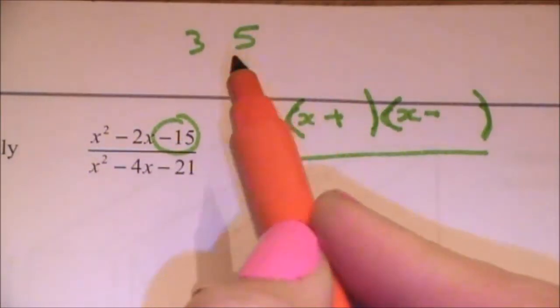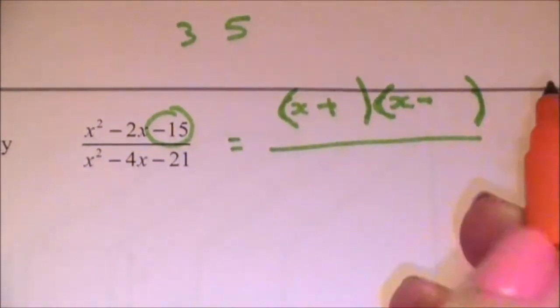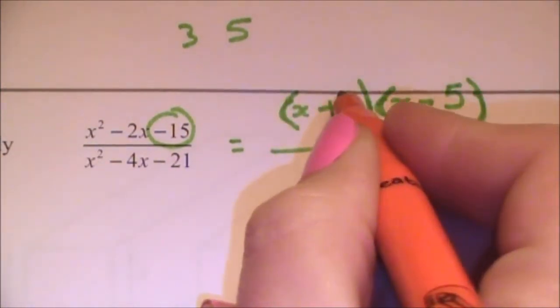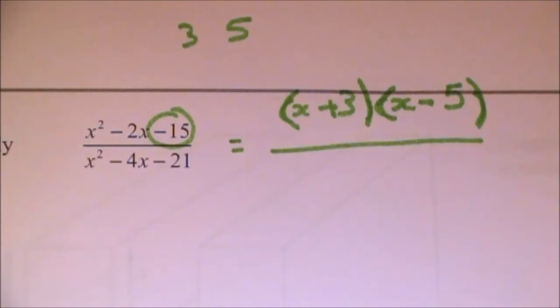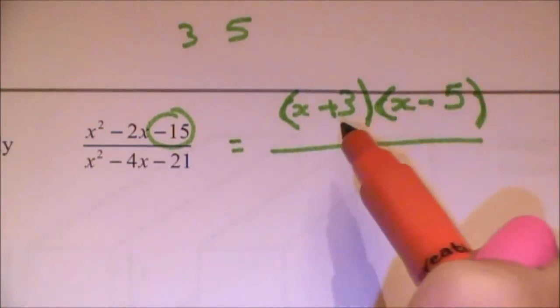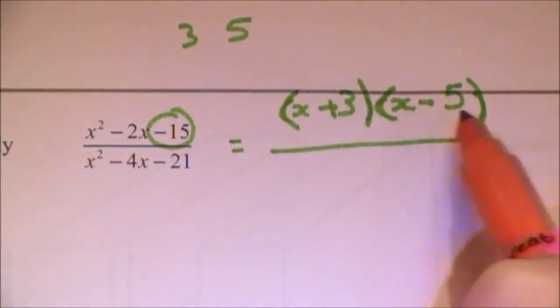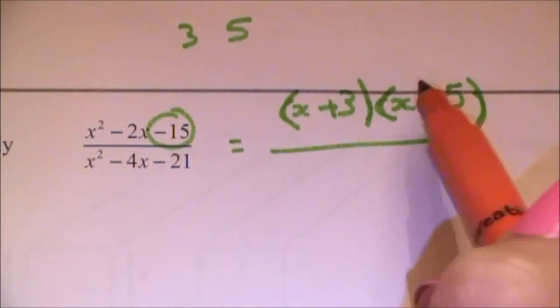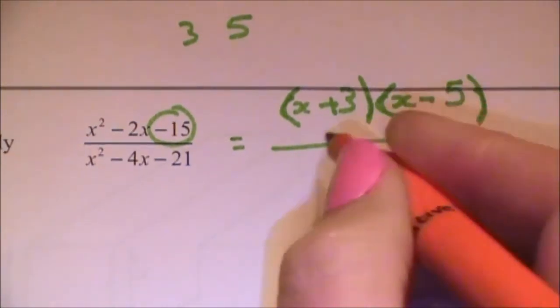And now to decide which is the biggest number, well, it's the 5. So the negative is the 5 and the positive is the 3. So that's factorised completely. It does not matter if you have x minus 5, x plus 3, as long as the positive is with the 3 and the negative is with the 5.